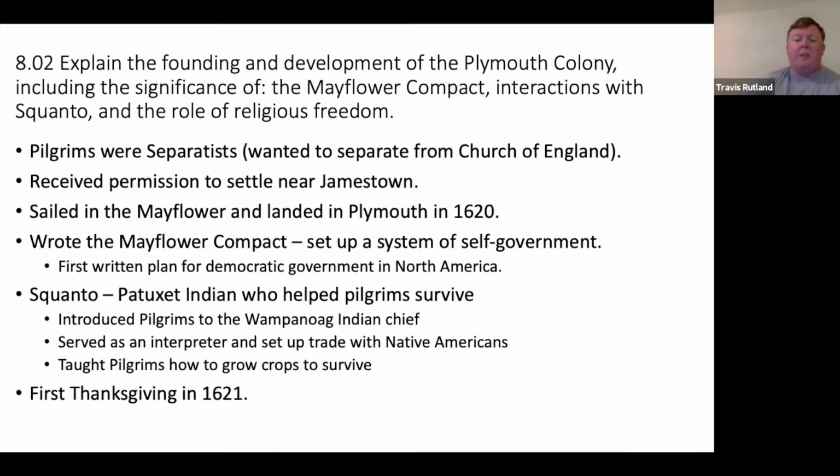Squanto was a Patuxent Indian who helped the Pilgrims survive. He introduced the Pilgrims to the Wampanoag Indian chief. He served as an interpreter and set up trade with Native Americans, and he taught the Pilgrims how to grow crops to survive. This led to, of course, the first Thanksgiving in 1621 with the Pilgrims.